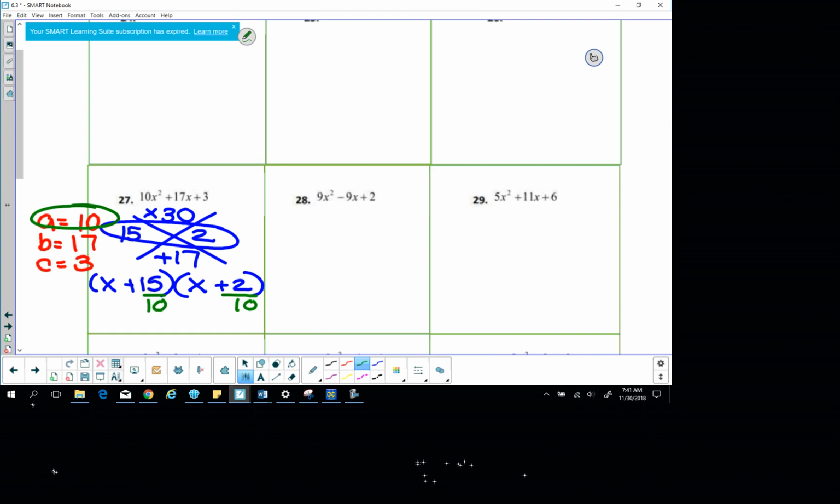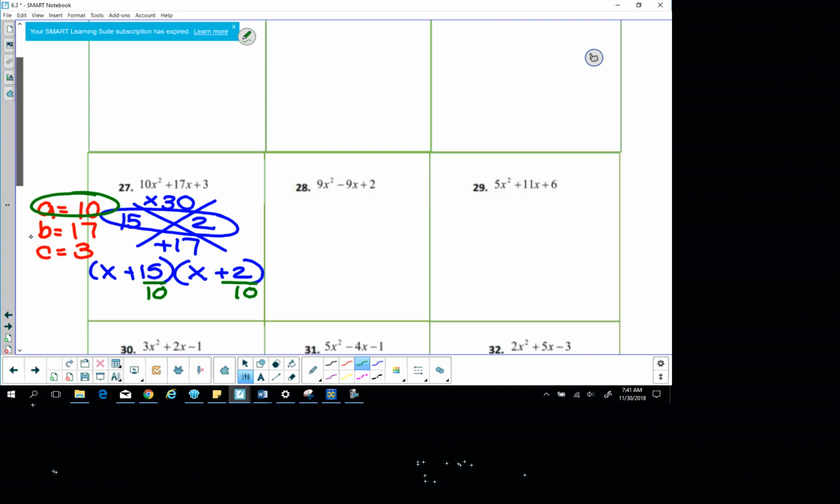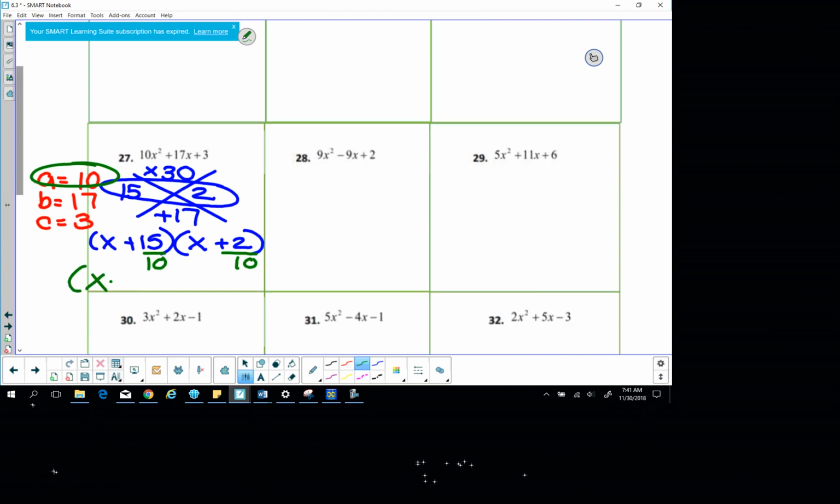I chose this one because see how it doesn't just divide? You need to reduce the fraction. So if you don't remember how to reduce, go put the ND button. When in doubt, put the ND button and put 15 over 10. And what does it get you? 3 over 2. So rewrite it like that. I'm just showing you why it's like that. And then 2 over 10, what does that reduce to? 1 over 5.